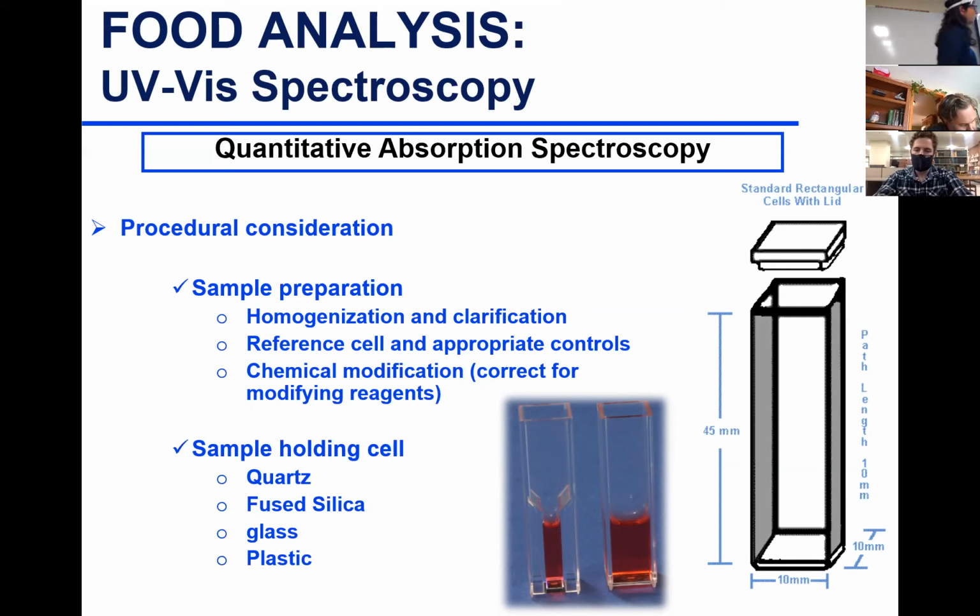Reference cells, appropriate controls, we're talking about the blank: everything that is present in your sample but is not the analyte itself. Chemical modification: correct for modifying reagents. Whatever reagents we add to prepare our sample or to convert our analytes to chromophores, we need to add all of these reagents into our blank solution to correct for any chemical modification.